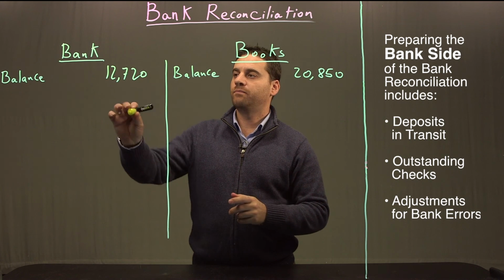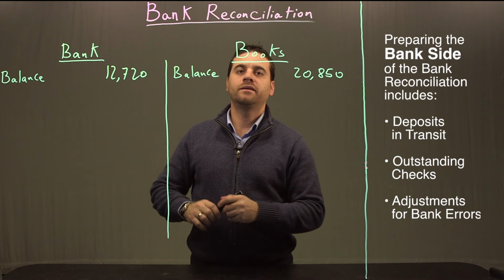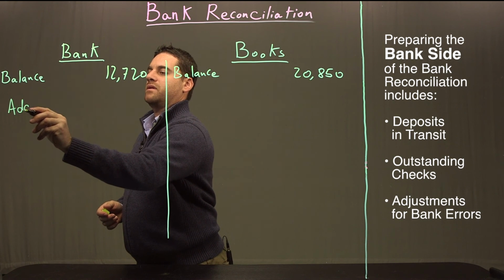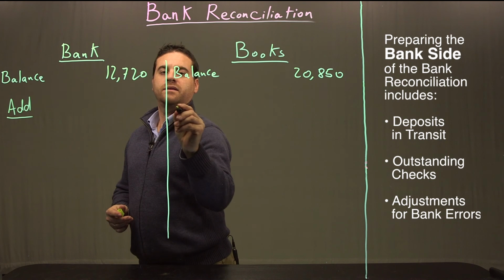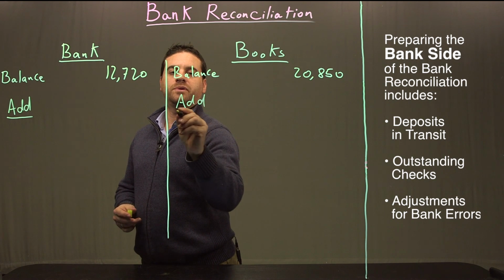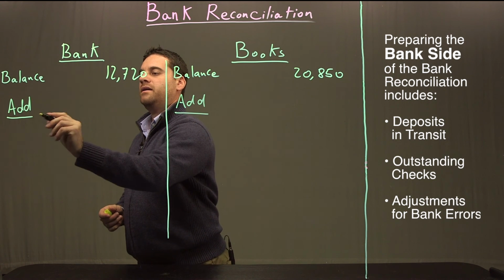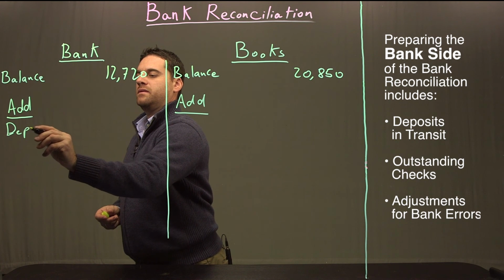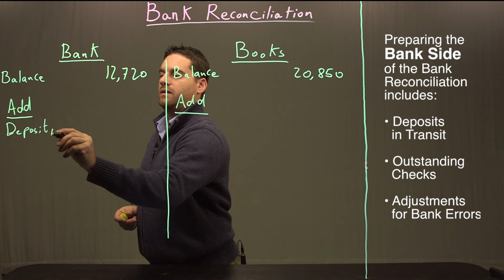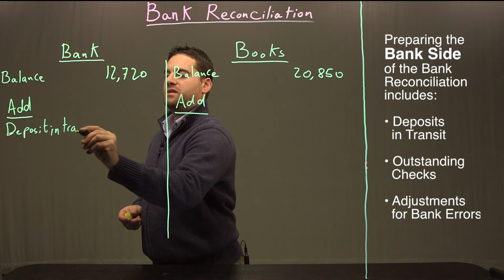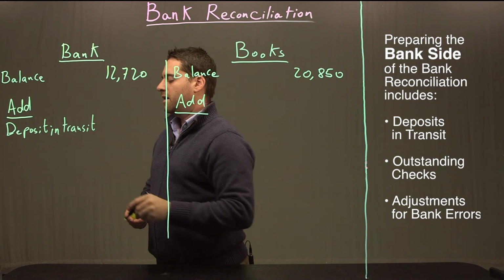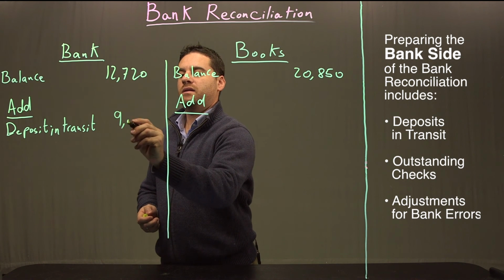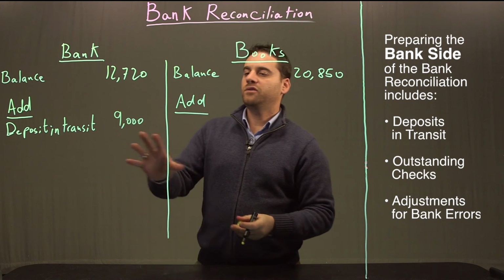It's already in the books, but it's not yet in the bank. So we're going to go ahead and manually add that amount to the bank. Okay, so add, I would say, deposit in transit, and let's, for example, consider that amount is $9,000.